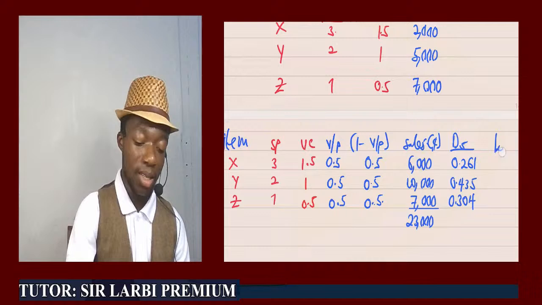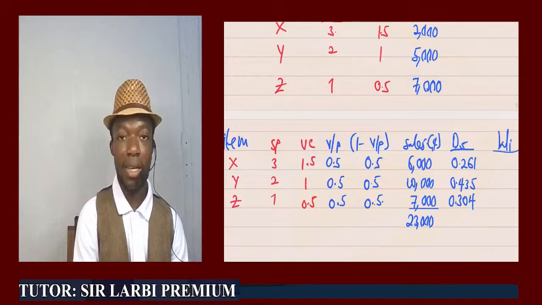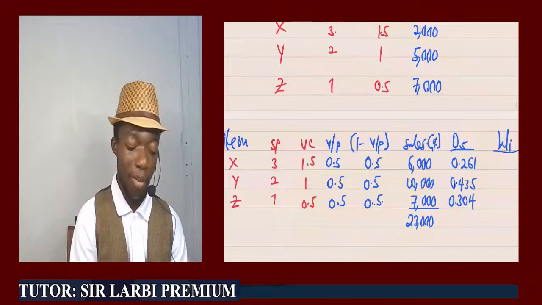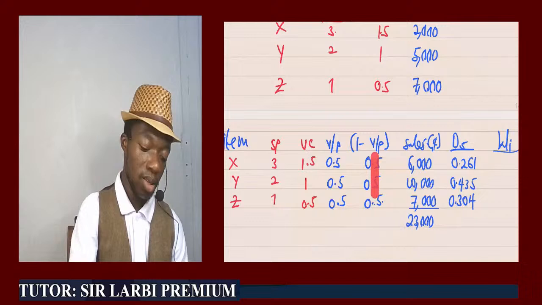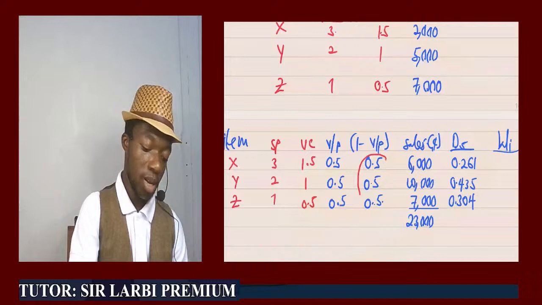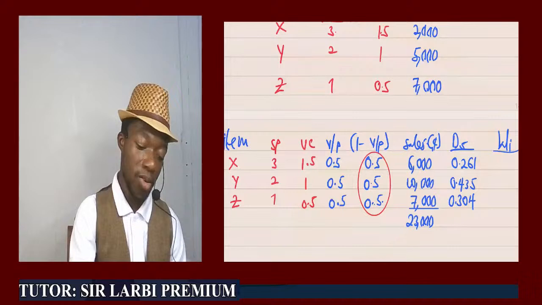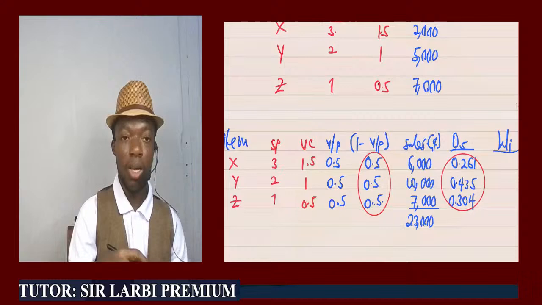So once I'm through with this, to get the actual weight, all that I want to do is to multiply the decimal weight of each of the sales by 1 minus V over P. So we are going to multiply these values by these values, follow carefully here, so that we get the weight generally. This is how we compute the weight.